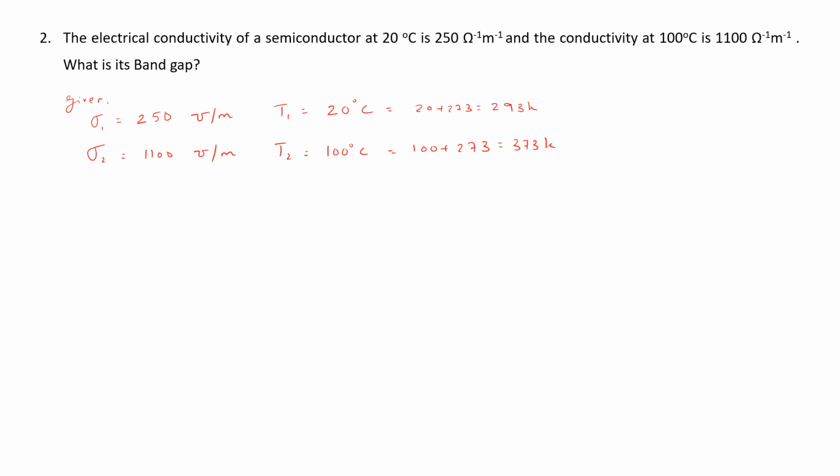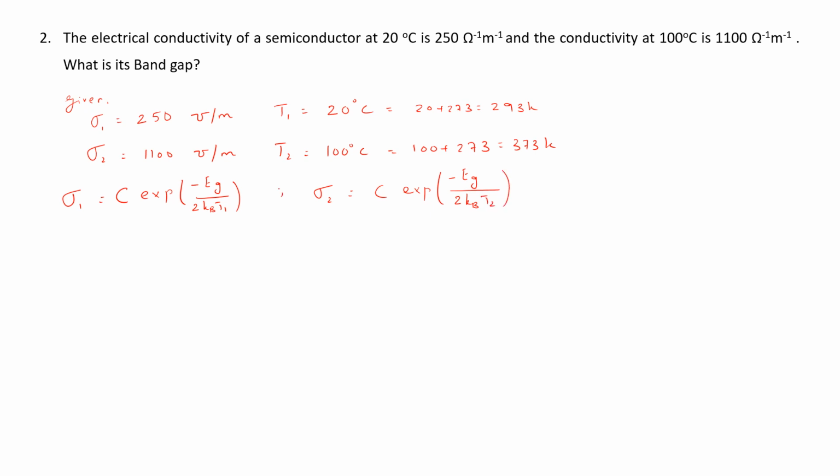Now let us write the equation, similarly for sigma 1 separately, sigma 2 separately. So sigma 1 is equal to C exponential minus Eg divided by 2 kB T1. Similarly, sigma 2 is equal to C exponential minus Eg divided by 2 kB T2.